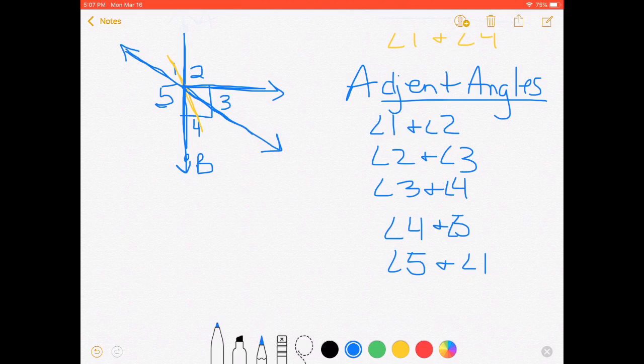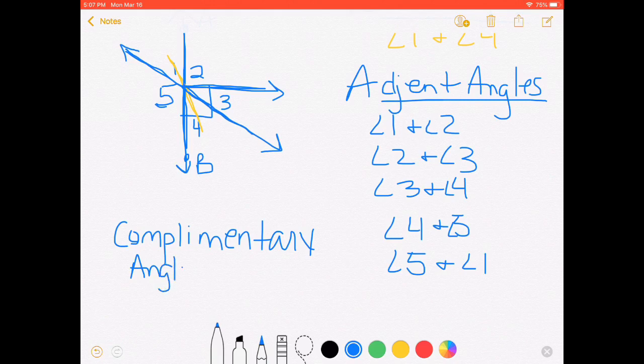And then the last thing you might be asked would be to name a pair of complementary angles. Remember, complementary angles add up to 90 degrees. So if we look at our picture, we do have an indication of a right angle, and that would be right here. This box is referring to this angle. So the two small angles that make up this right angle would be angle 3 and angle 4. So they would be complementary.